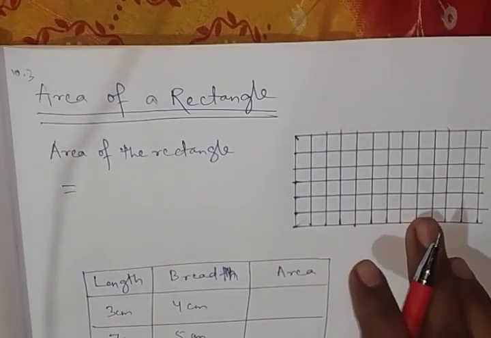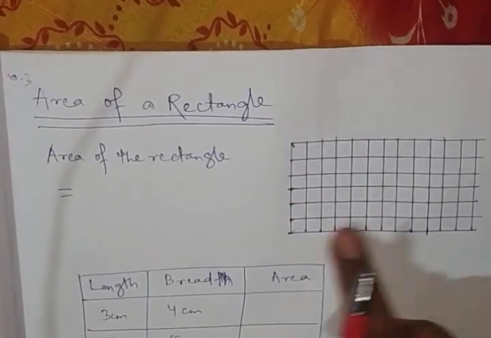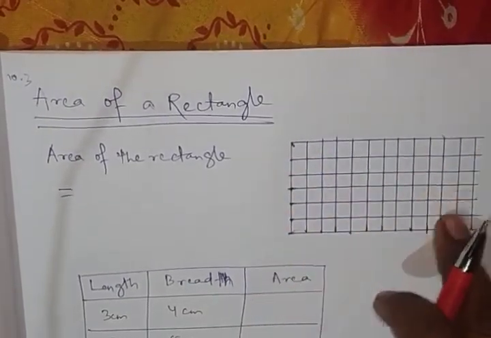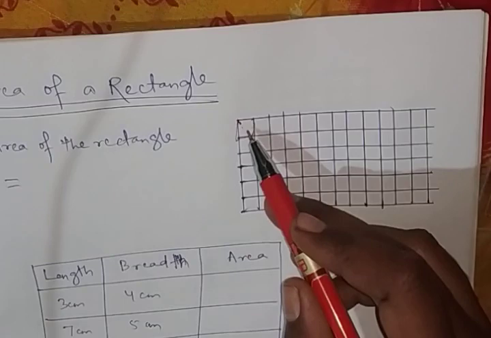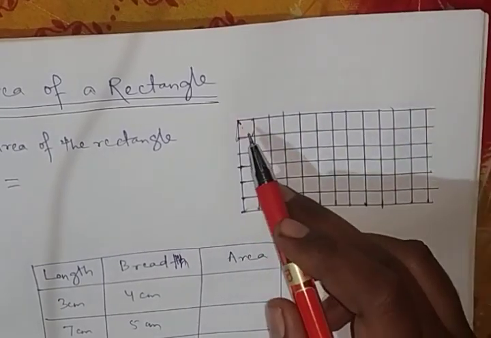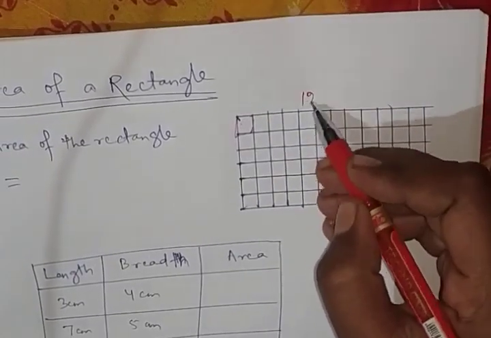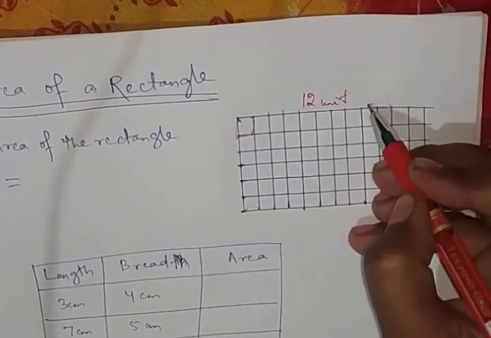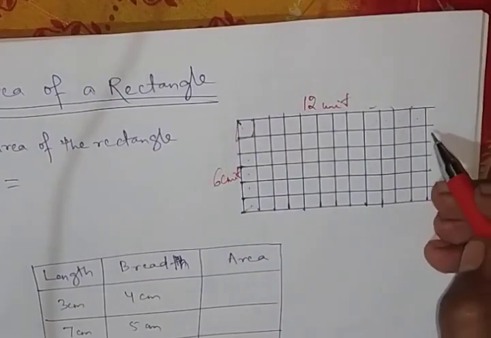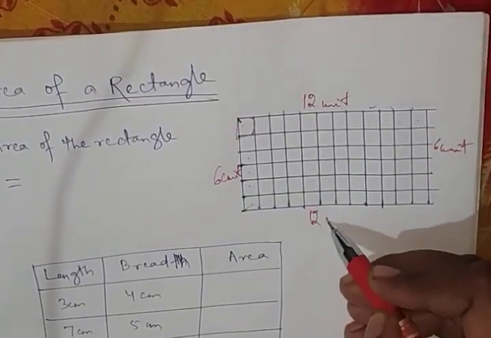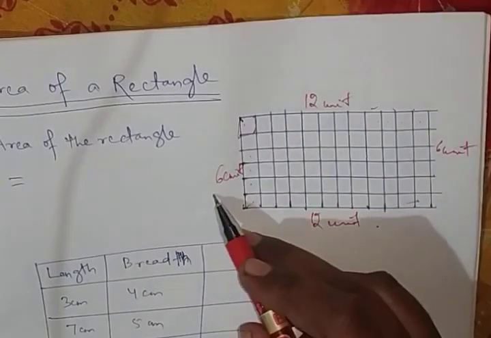Here you are seeing the rectangle. A rectangle is a shape whose opposite sides are equal. How will we find the area of this rectangle? It is divided into squares, and I am taking one square as one unit, so I'll count. The length is 1, 2, 3, up to 12, so this is 12 units. The breadth is 1, 2, 3, 4, 5, 6, so this is 6 units. The opposite sides are also 6 and 12 units. So the length is 12 units and the breadth is 6 units.